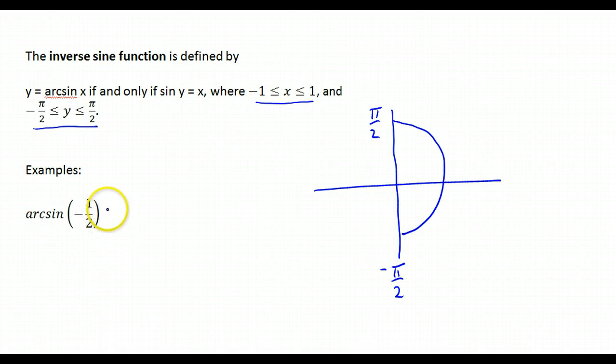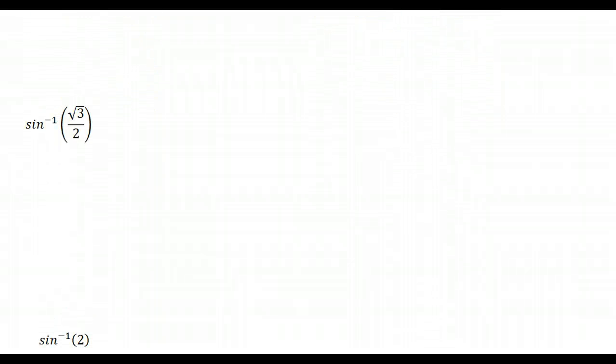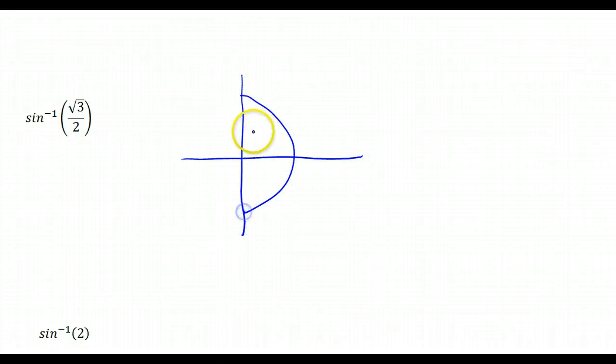Okay, so now let's do some examples. What is the arc sine of negative 1/2? Well, you have to ask yourself, on the unit circle, within this range here, where does sine equal negative 1/2? And that is at negative pi over 6, not 11 pi over 6. Negative pi over 6. Okay? Alright. Let's do this. Where does sine equal root 3 over 2? Positive root 3 over 2. That is right here at pi over 3.